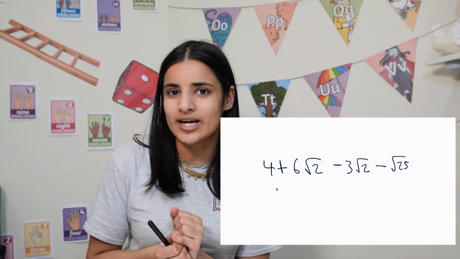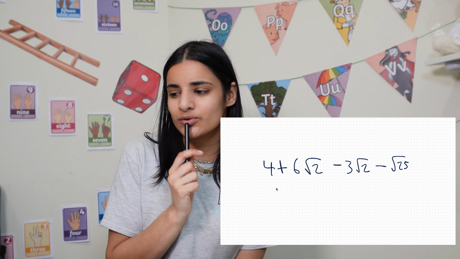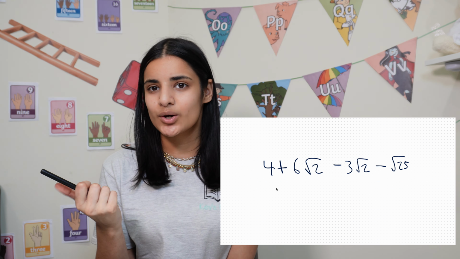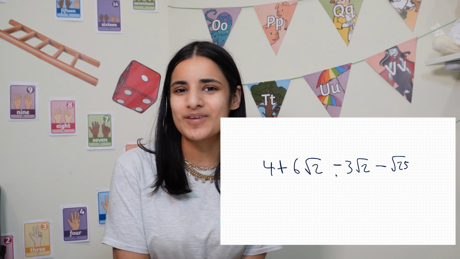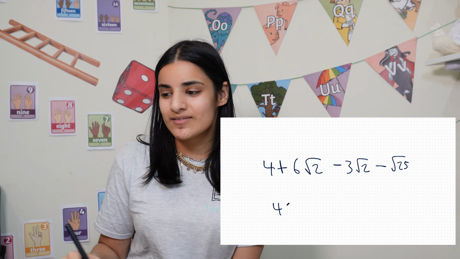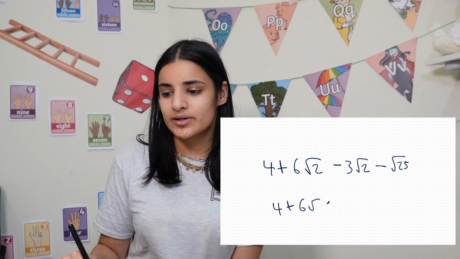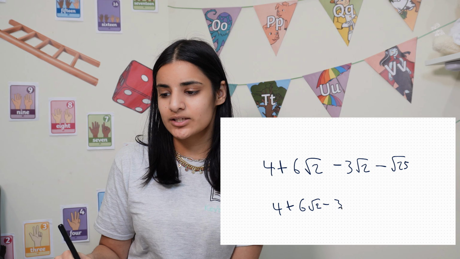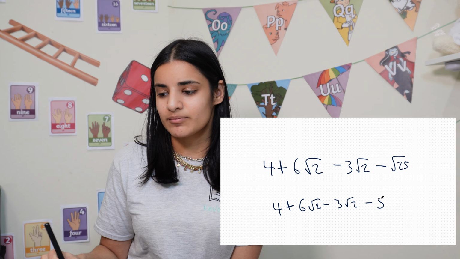Now, I don't know if you've noticed yet, but do we see something different about root 25? Is it a surd or is it a perfect square? That's right, it's a perfect square. Root 25 simplifies to 5. So my new sum is 4 plus 6 root 2 minus 3 root 2 minus 5.